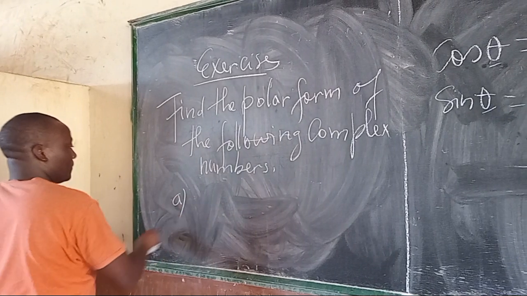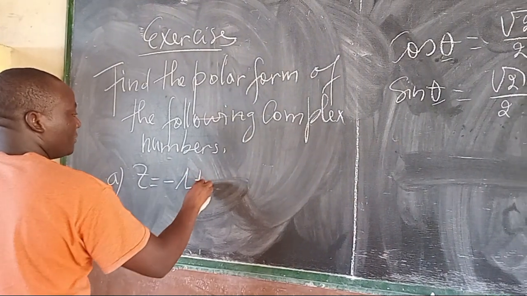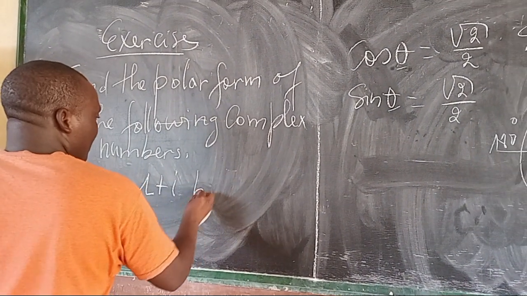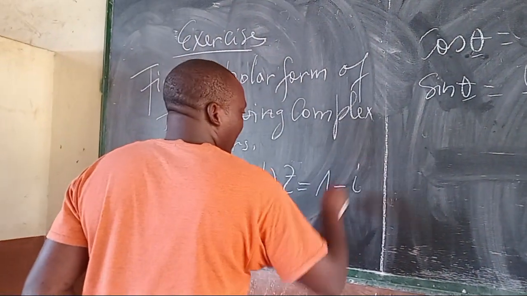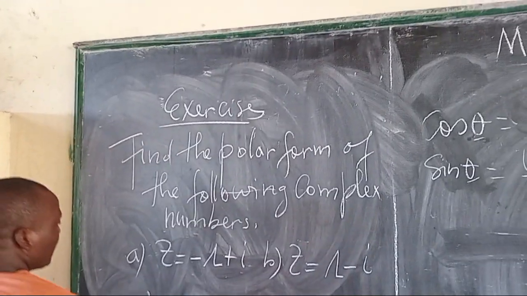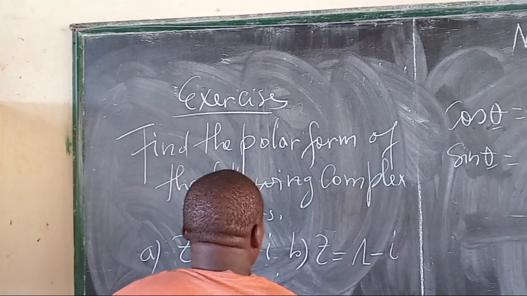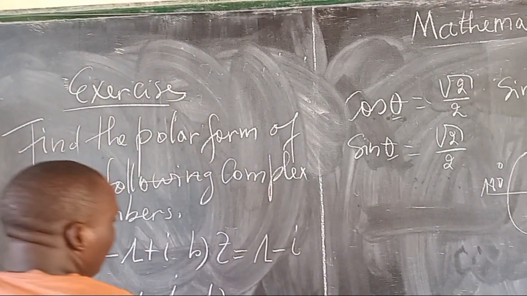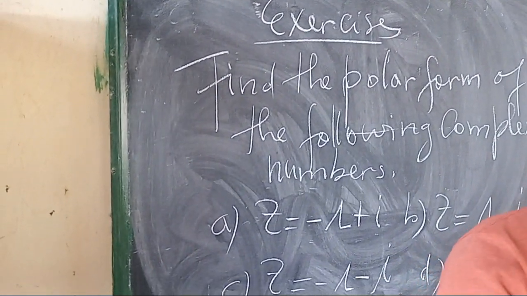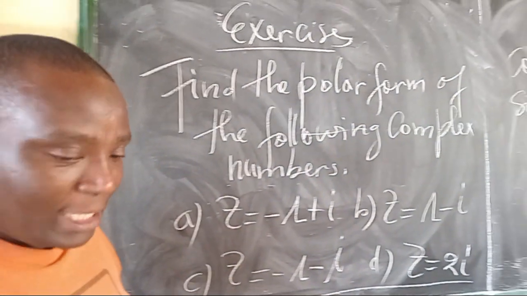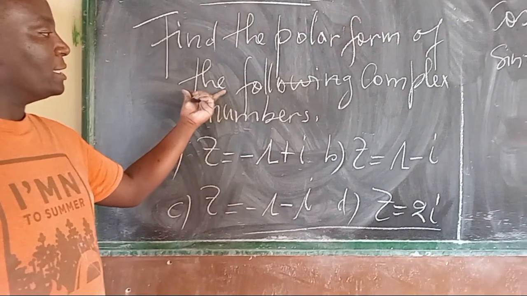Number A, z equal to -1 plus i. Number B, z equal to 1 minus i. Number C, z equal to negative 1 minus i. Number D, z equal to 2i. Then deal with this exercise, teachers, for improving your knowledge.